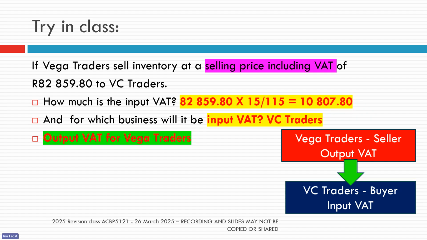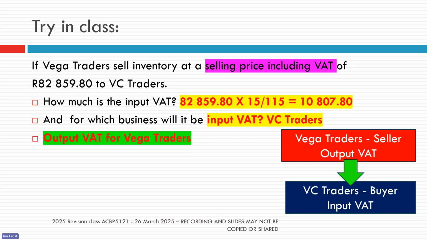And then remember, we can also test you on whether you understand if this amount is input or output VAT. For the seller of this inventory item, the amount will be their output VAT, because that would be the VAT that they have charged on their sales. And for the business purchasing the inventory, the VAT amount will become their input VAT. So remember, the output VAT from the seller automatically becomes the input VAT for the buyer.